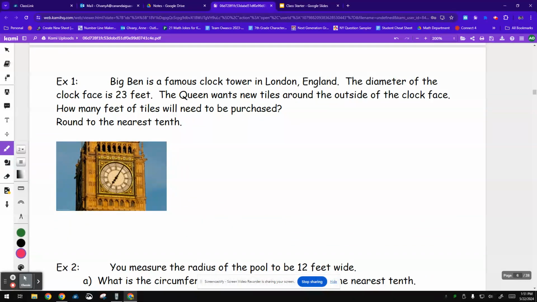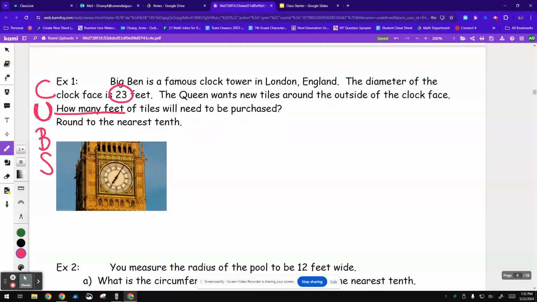All right, Big Ben is a famous clock tower in London, England. The diameter of the clock face is 23 feet. I'm going to remember from the beginning of the year, because this is a lot of words, so I want to circle my important numbers. The Queen wants new tiles around the outside of the clock face. How many feet of tiles will need to be purchased? So we're going to underline the question. What's the question? How many feet of tiles will need to be purchased? I'm just going to write how many feet because that's all I want to know, right?